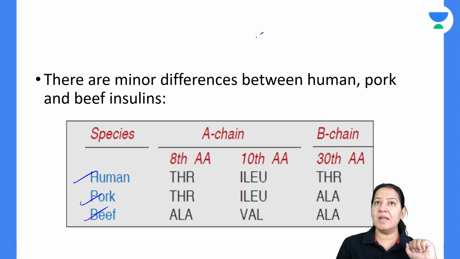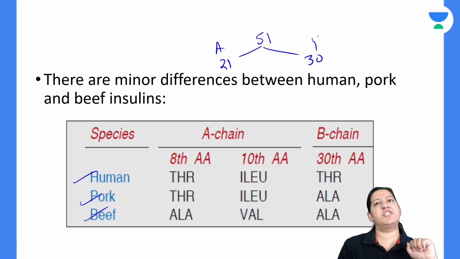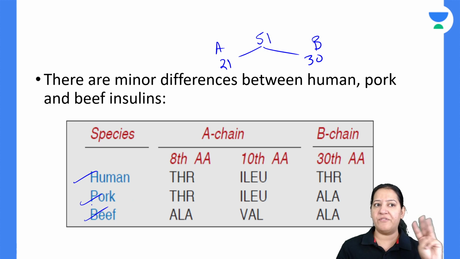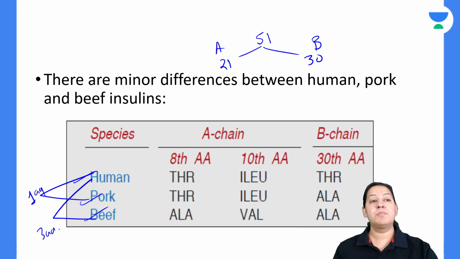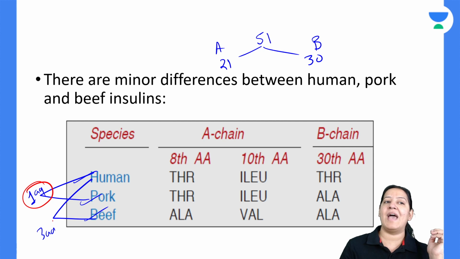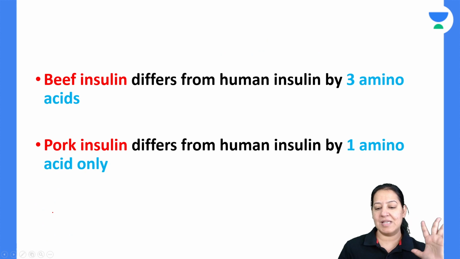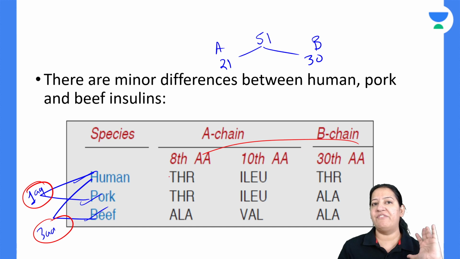Human insulin has a total of 51 amino acids. 21 are present in the A chain, and 30 amino acids are present in the B chain. The same configuration is present in pork and beef also, but there are a few differences. Pork differs from human by 1 amino acid and beef differs from human by 3 amino acids. So human insulin is closer to pork as compared to beef. We have seen the exact amino acids where they are differing.